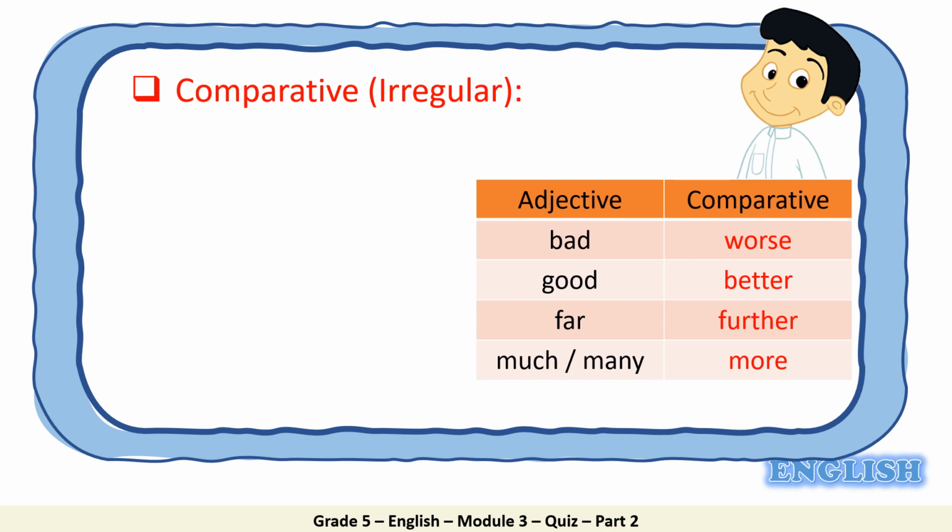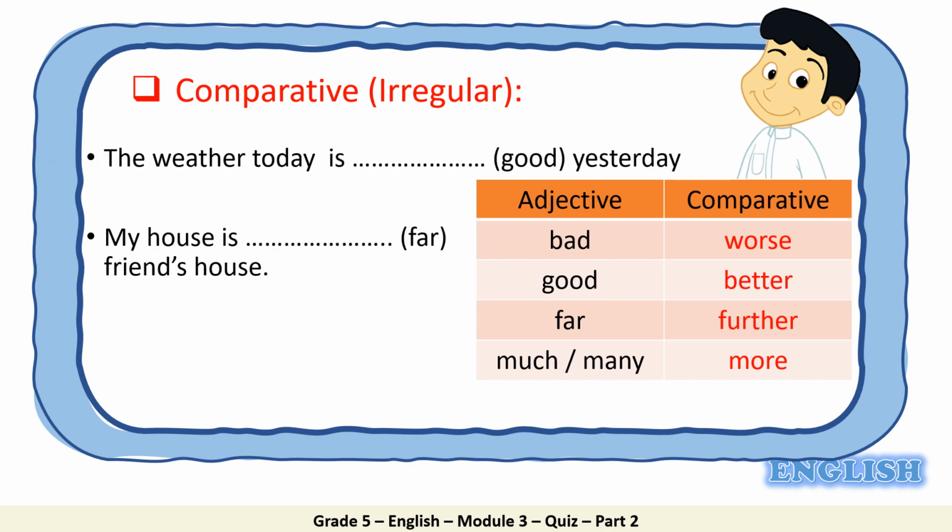Let's practice. Let's do number 1 together. The weather is good yesterday. Use the table to change the adjective between brackets and make it in the comparative form. The sentence will be like this. The weather is better than yesterday. We did not add er because it's an irregular adjective.